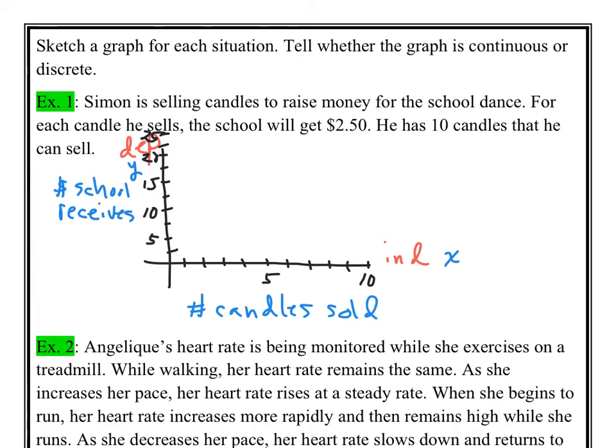So if we were to plot, and I'm going to plot in purple, what happens, so if we sell no candles, the school gets no money. If we sell 1 candle, the school will get $2.50. 2 candles, $5, and so forth. See, 5 candles. Whoops. I just put that in the wrong spot.